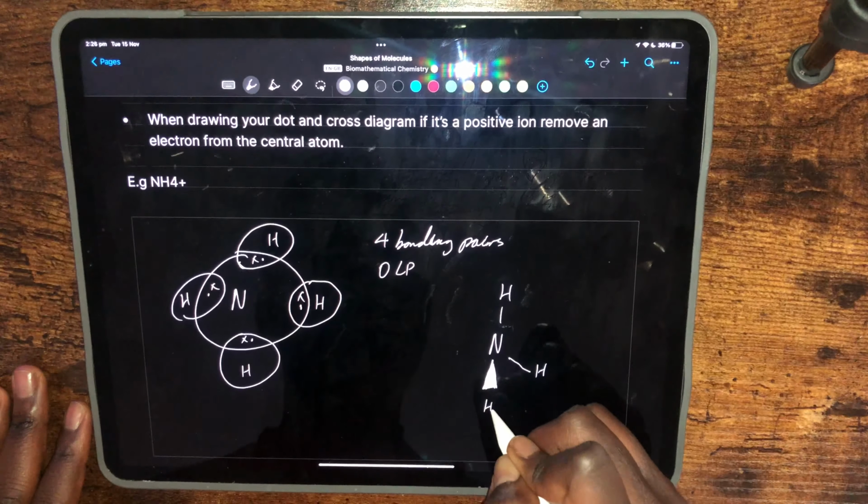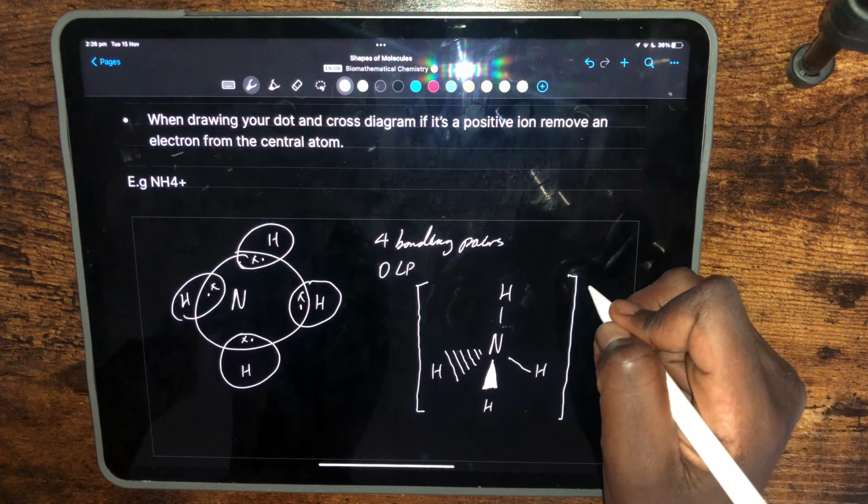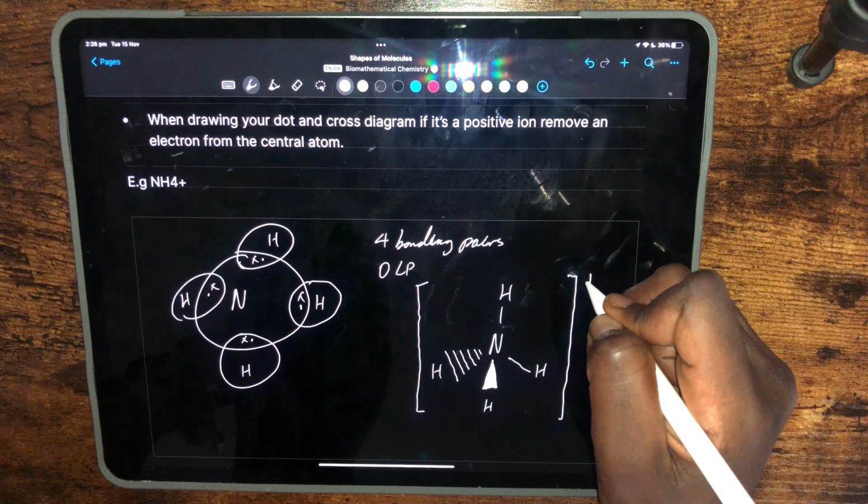Now, how I'd represent this here, bracket. I feel like at some point they have allowed it, but I feel like at some point they will just say, no, we want you to write the brackets, right? So this is technically the correct way of representing it, because it is a positively charged molecular ion.